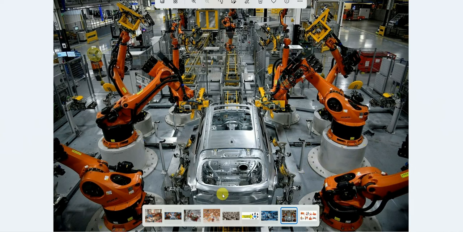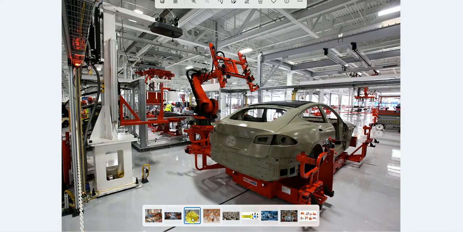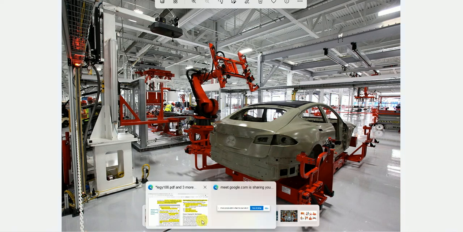See here, we have different other examples. So robotics are used to manufacture products in modern manufacturing.